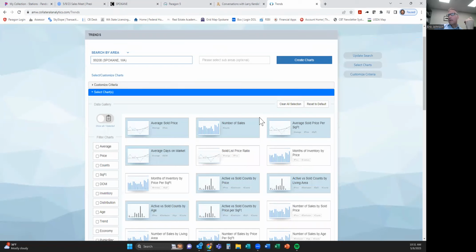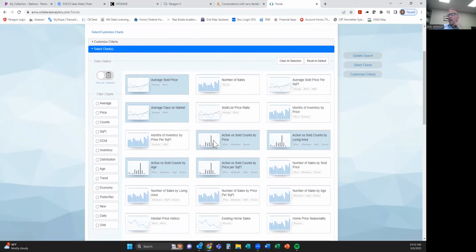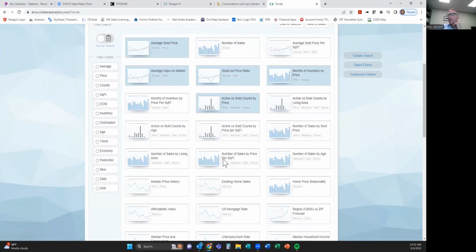And from there, there's a couple charts I really like in this. If you want to do the average sold price, that's fine. Sold price per square foot, nah, don't care. Days on market, okay. Sold to list price ratio, that's interesting. Months of inventory by price, that's interesting. Active sold counts by price, sure. The rest of these active sold counts, I'm going to uncheck. You just click on them and deselect them.